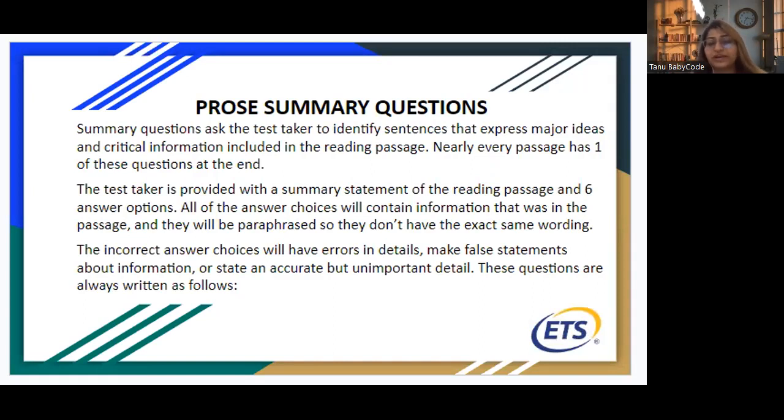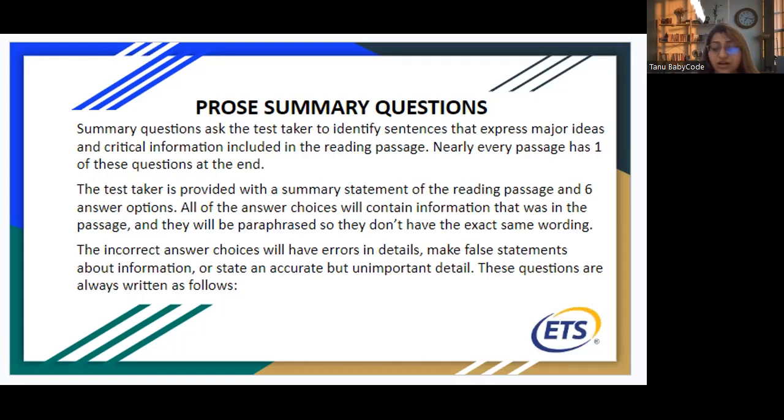Now you will be provided with the summary statement of the reading passage and 6 answer options. All of the answer choices will contain information that was in the passage, and they will be paraphrased, so they don't have the exact same meaning. Incorrect choices will have some error in details. They may make false statements about the information or state an accurate but unimportant detail.